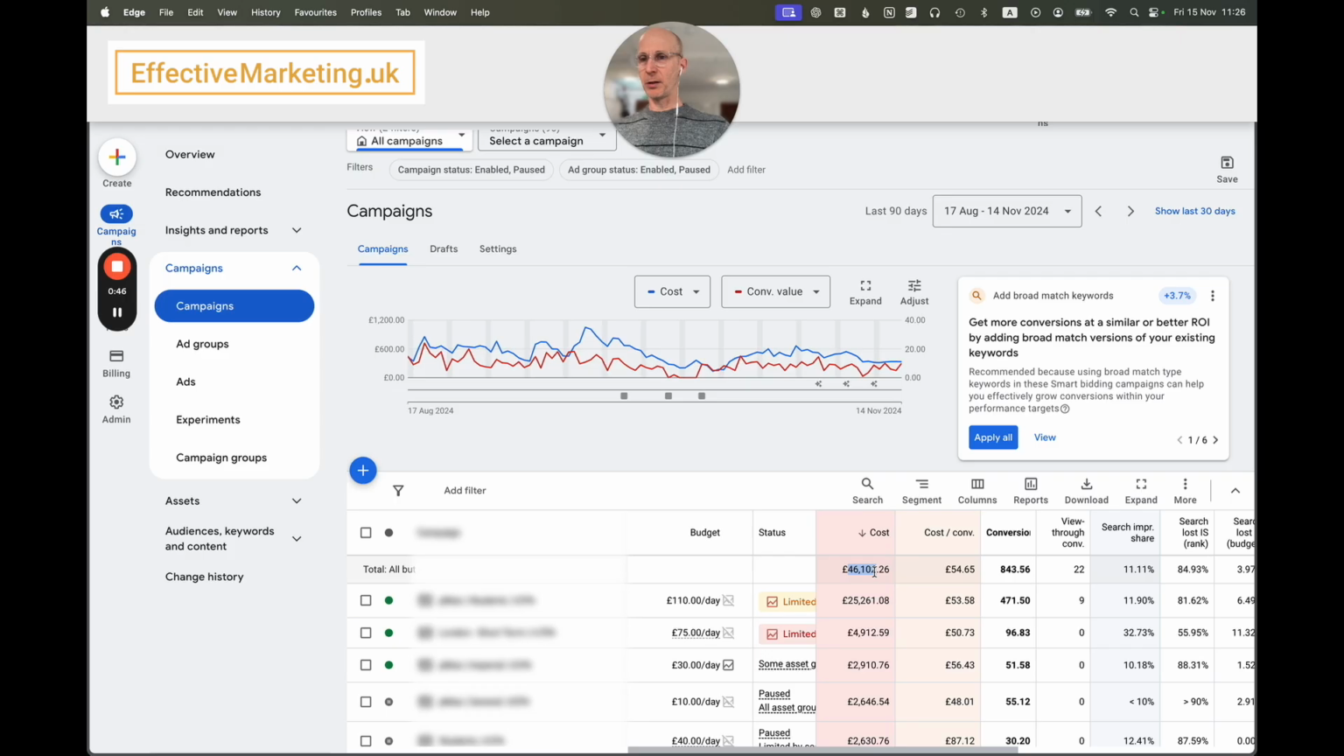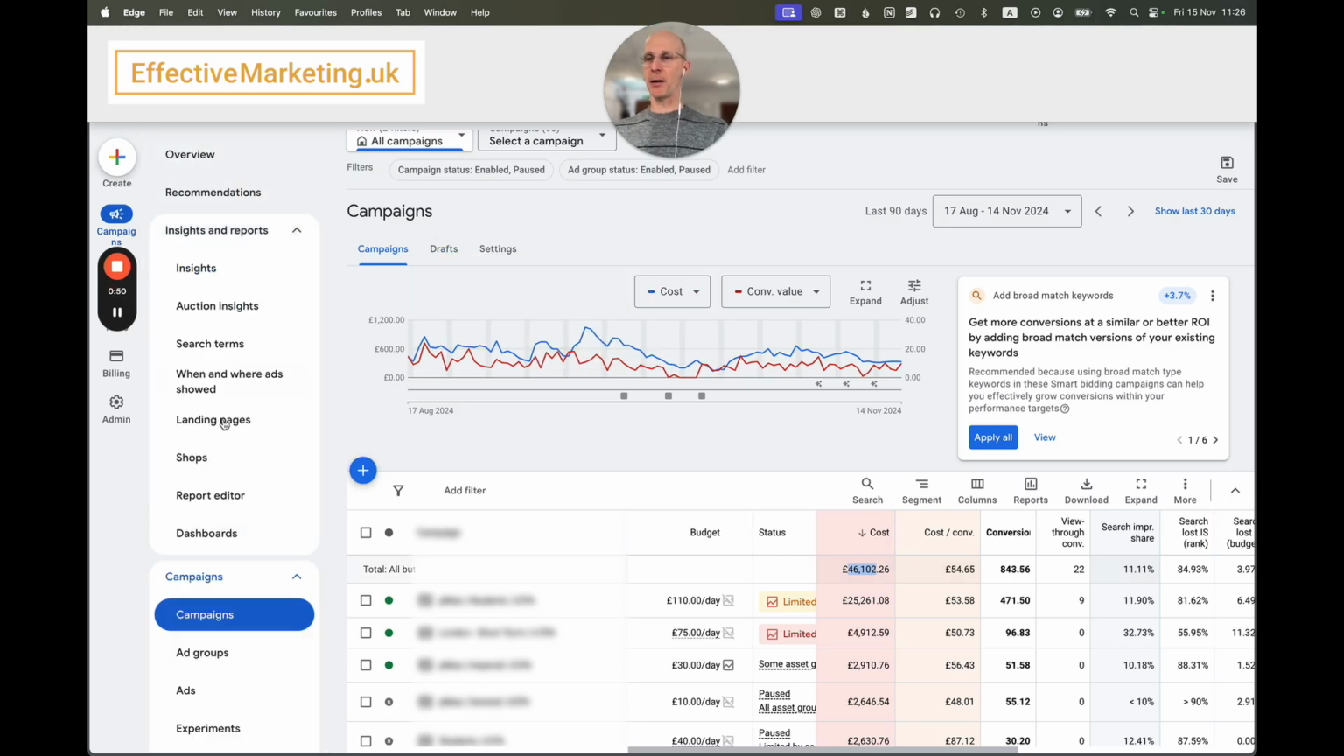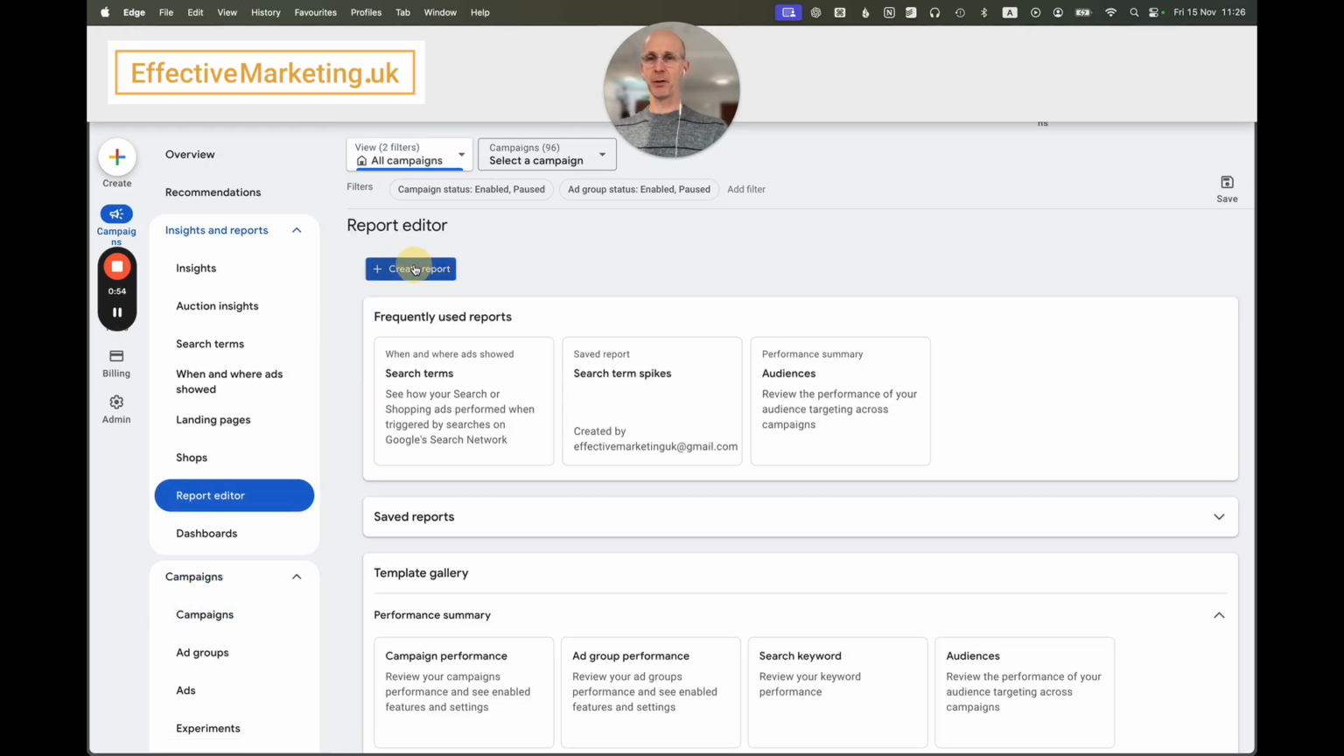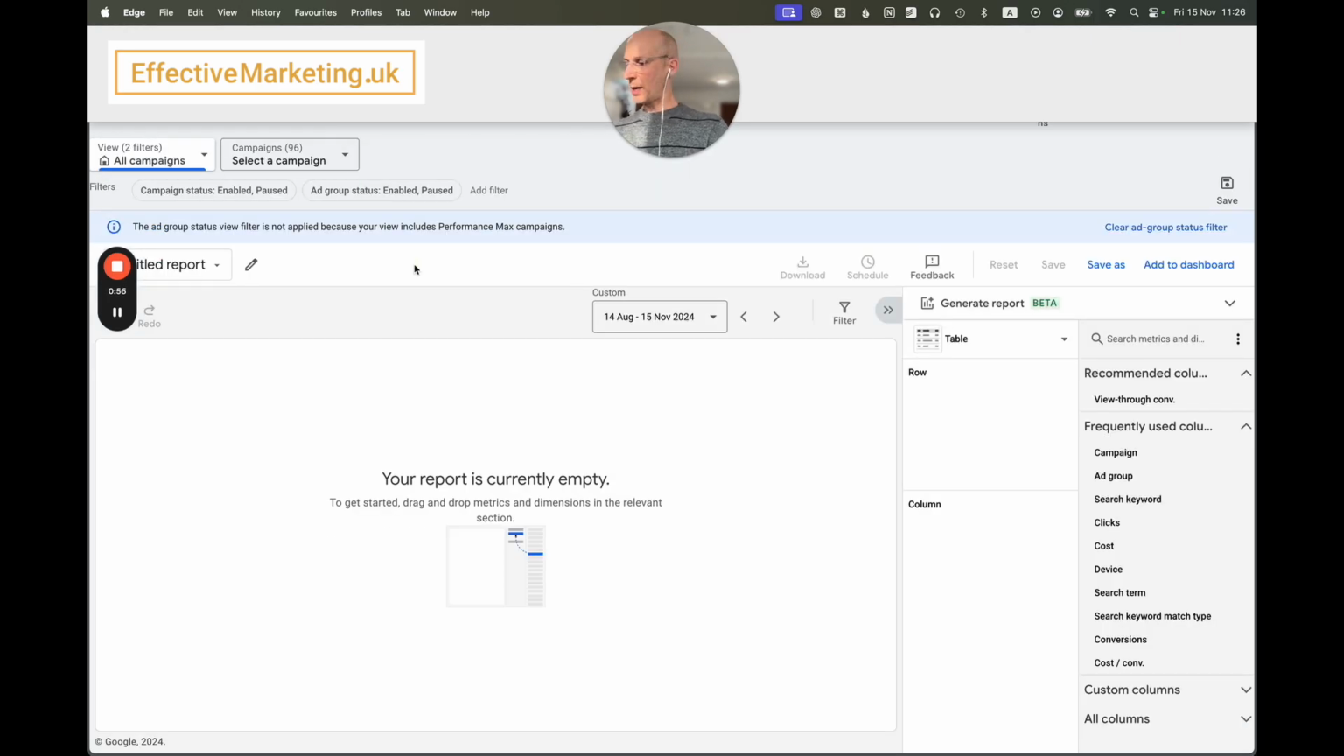So what we need to do is create a custom report, and these reports are in here. You go to report editor, click on that, and now create report. In this, we can add a table with all the metrics and dimensions that we want.